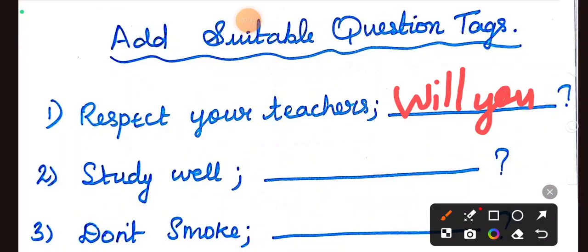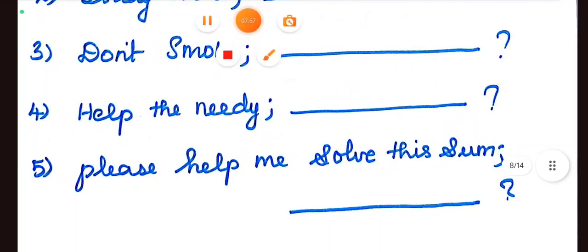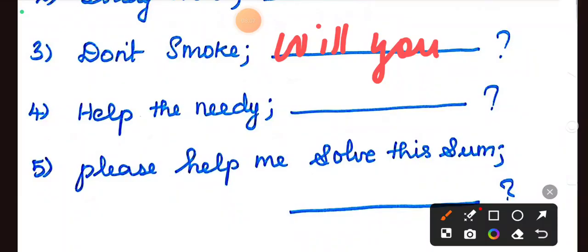Second one, study well. This is also an advice. Study well, imperative sentence. So we use will you as the question tag. Don't smoke. This is also an advice or warning. So we use will you. Help the needy. No subject here. This is an imperative sentence. It's a kind of advice. So the tag is will you.